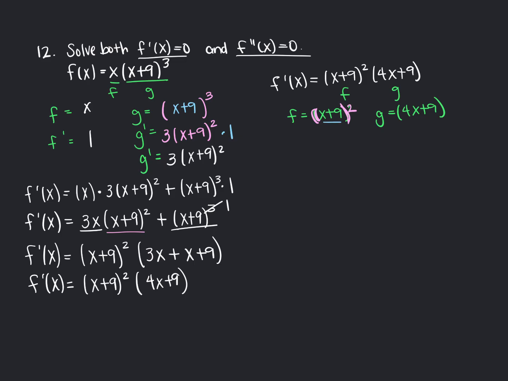So when I find f prime, that's going to be equal to 2 times (x + 9) to the power of 1, and then we multiply that by the derivative of the inside. And then g prime is just going to be 4. So when I use the product rule, I'm going to have first times derivative of the second plus second times derivative of the first.